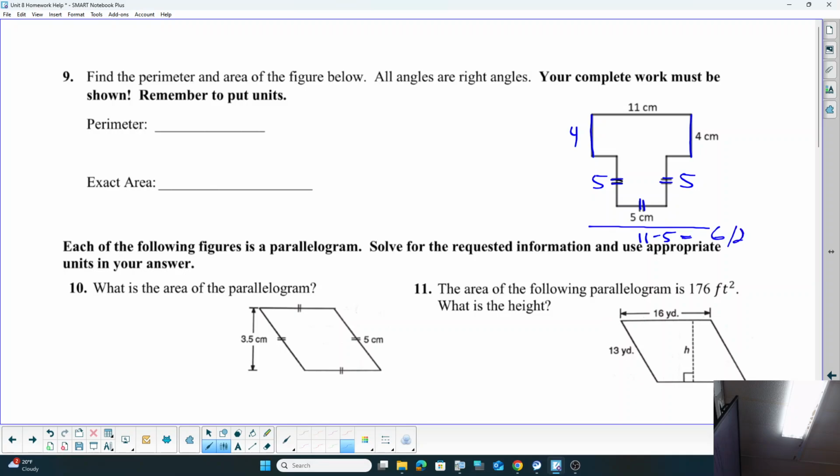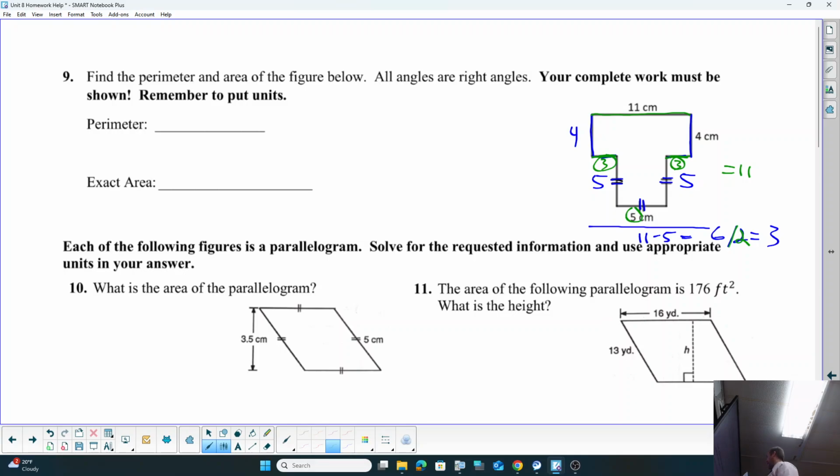Then we have to take 6 and divide it by 2, because we need this spot and this spot. So that's going to be 3 here and 3 here, because 3 plus 5 plus 3 equals 11, which is this whole thing up here. Okay, so now we can get the perimeter.